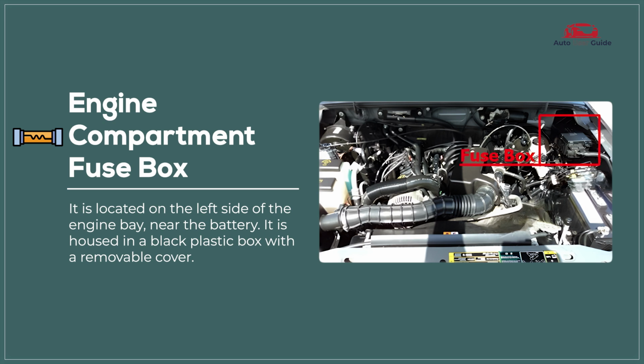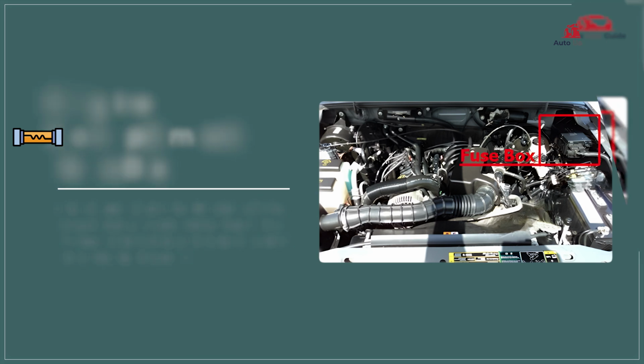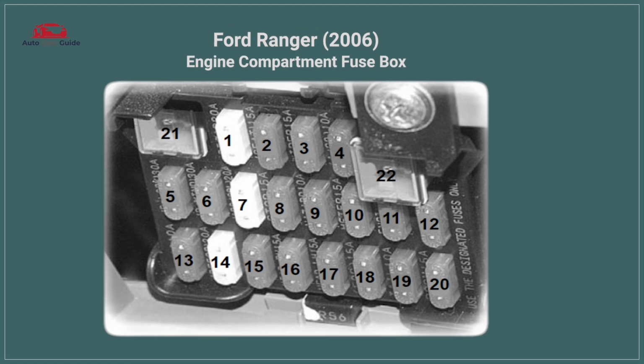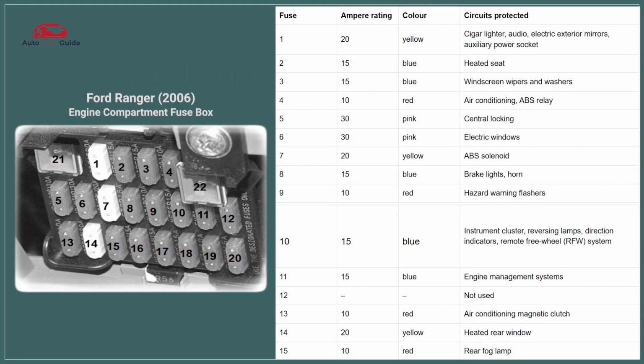Engine compartment fuse box. The engine compartment fuse box in a 2006 Ford Ranger protects and controls power distribution to engine-related systems like the ignition, fuel pump, and cooling fan.